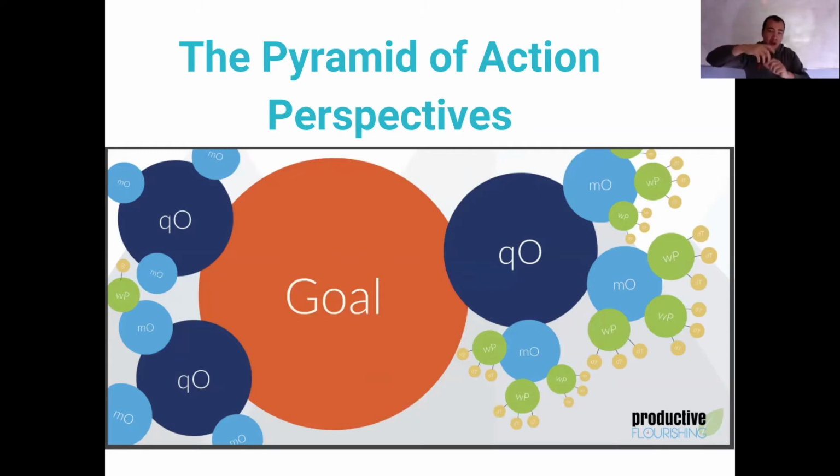But then when you open up the little doll, there's a little doll inside that doll. And then if you open that up, it keeps going out. So it's dolls within dolls within dolls. Now, the pyramid of action perspectives is kind of like that. We want to start with one big goal.